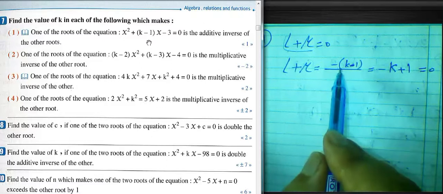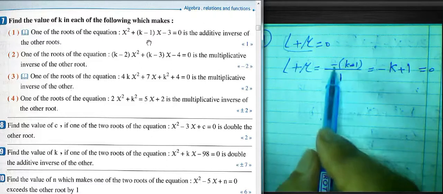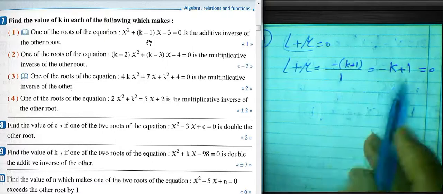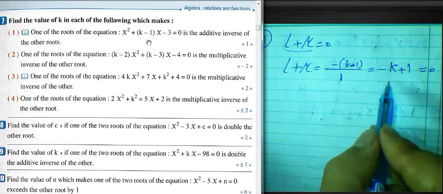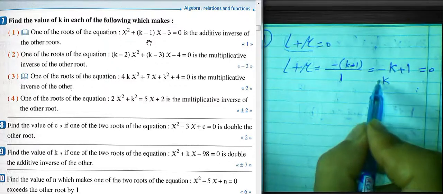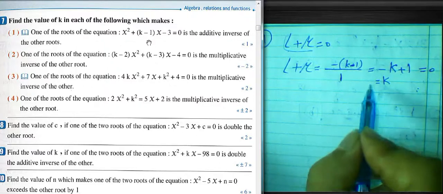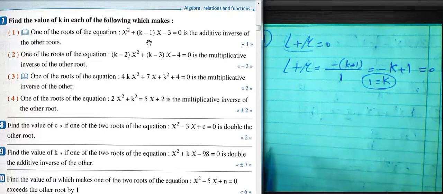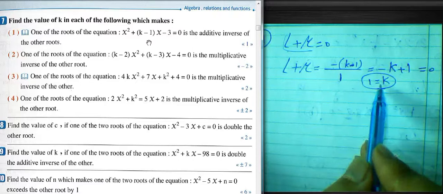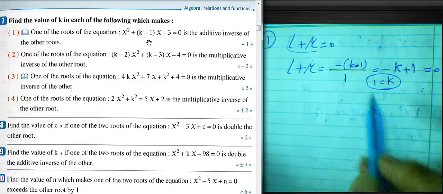We distribute the negative to the parentheses. Negative multiply positive equals negative. Negative times negative equals positive. So k will be 1, because negative k, we will move it to the right hand side or left hand side as you like. k equals 1, or negative 1 plus 1 equals 0. So k equals 1 for question 1.